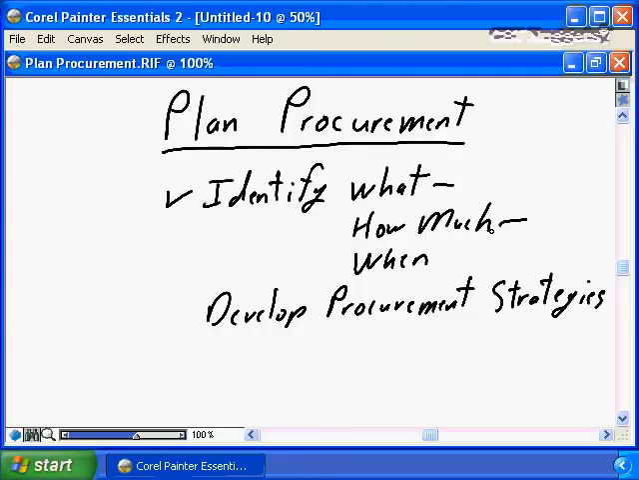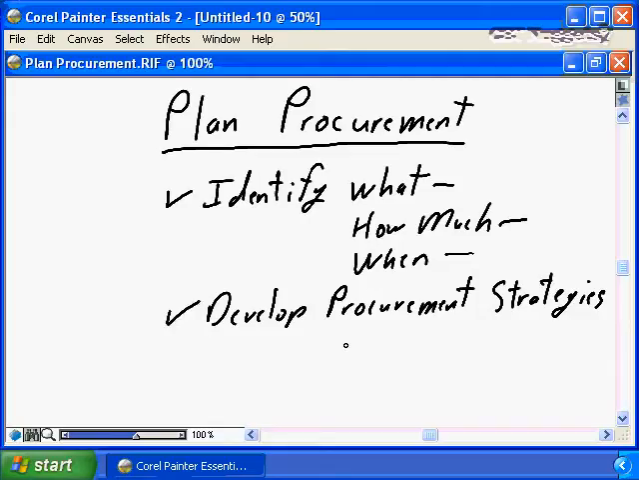Do you need to buy them all at the beginning of the project? Do you need to buy a little bit every month? Do you not need to buy anything until month 6 of the project and then buy it all? It's identifying the what, the how much, and the when, the specific components that you need to buy for your project, and then it's developing the specific procurement strategies.